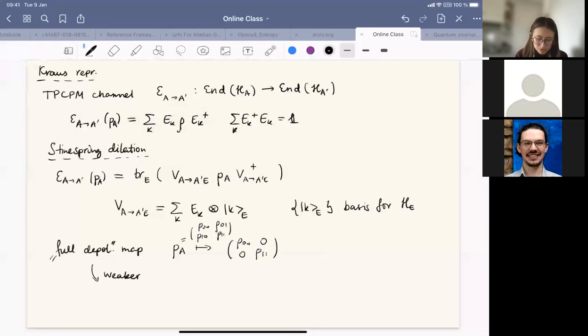We can imagine a weaker version of this map, where this process happens only with probability, let's say, 1 minus p. And with probability p, the matrix stays the same. So this other map can be expressed as follows: we have the initial state rho A, and then with probability p the state is still rho A, and with probability 1 minus p it ends up in this fully depolarized state.